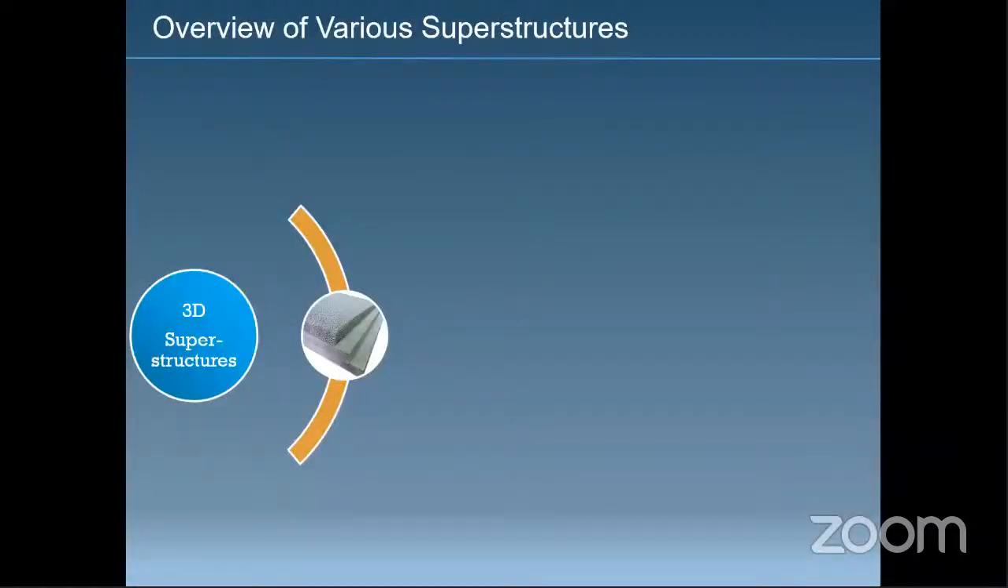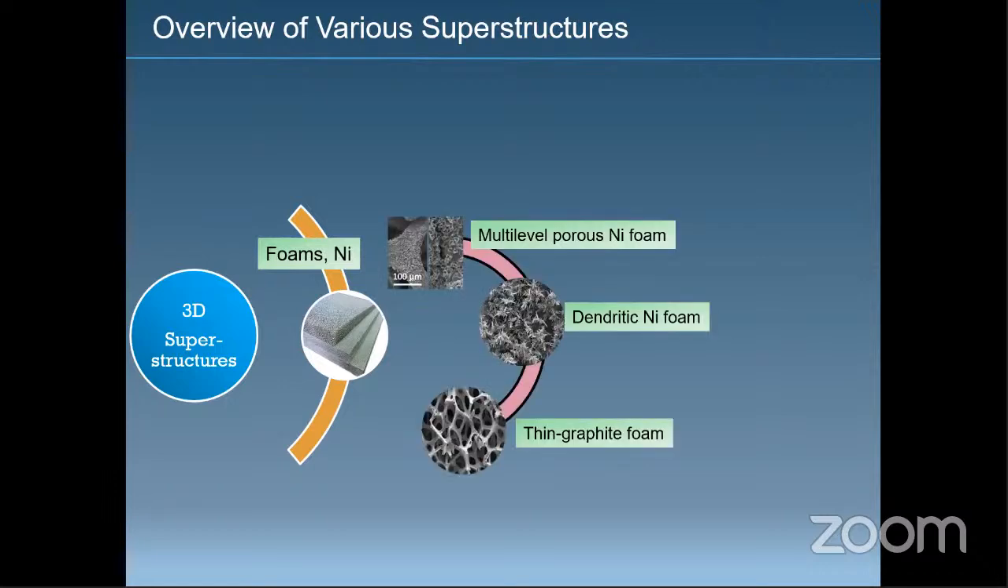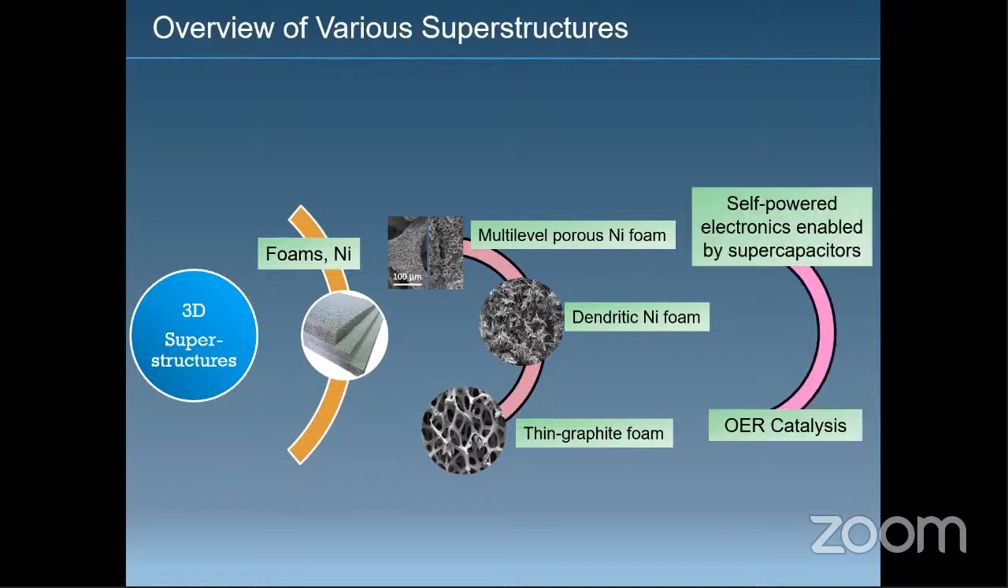In this talk, I mainly focus on one type of 3D porous superstructure, which is nickel foam-based materials. Through CVD, we can obtain graphene foams and utilize them for strain sensors. While through electrochemical manufacturing, we can modify the commercial nickel foams as multi-level porous and dendritic nickel foams and make them for supercapacitor and water splitting.